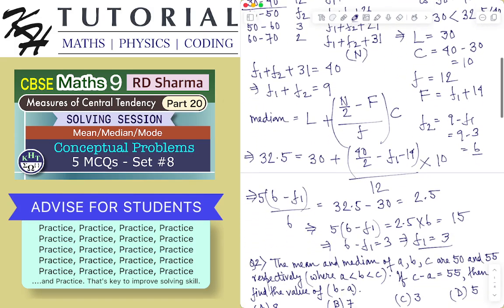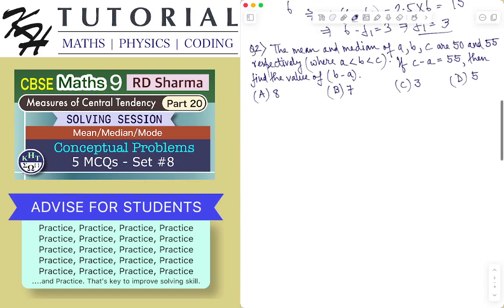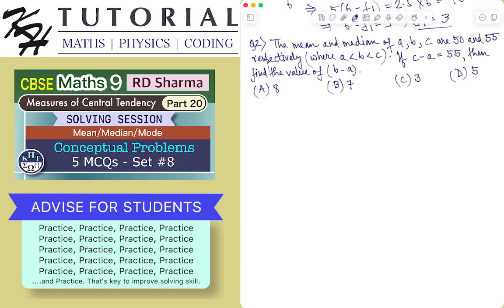Okay, let's do the next problem. The mean and median of ABC are 50 and 55 respectively, where it is given that A is less than B is less than C. If C minus A is 55, find the value of B minus A. Since the three observations ABC are in ascending order, it is A comma B comma C. Clearly, median is B. Median is given to be 55. So this implies that B is equal to 55.